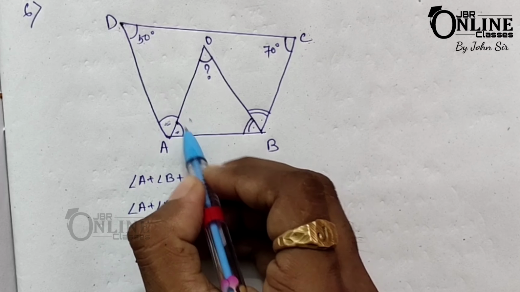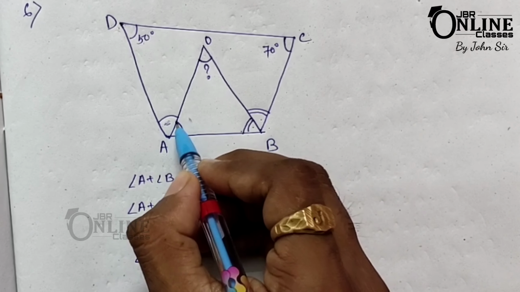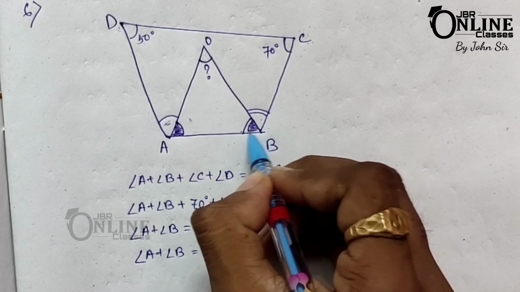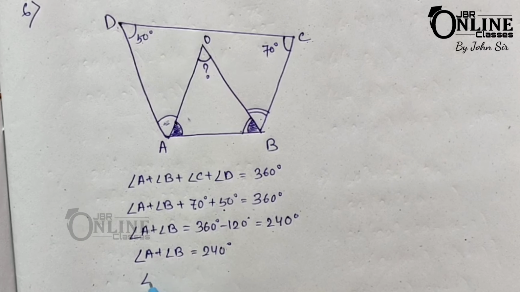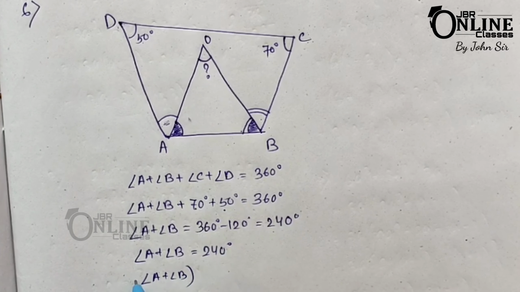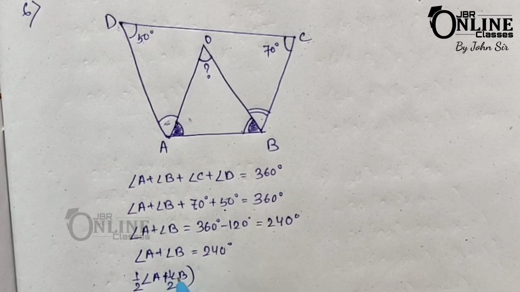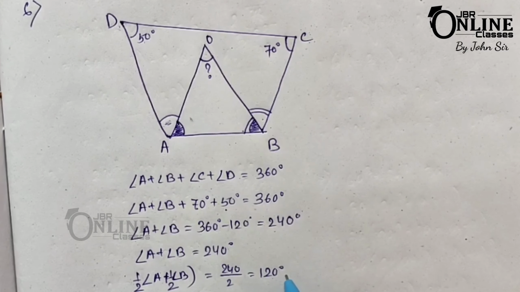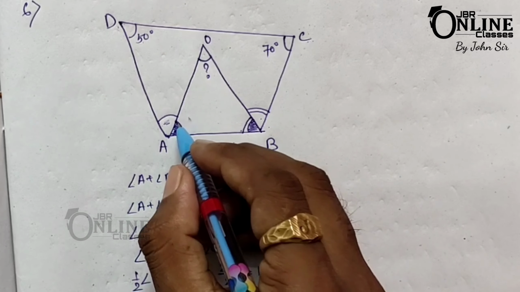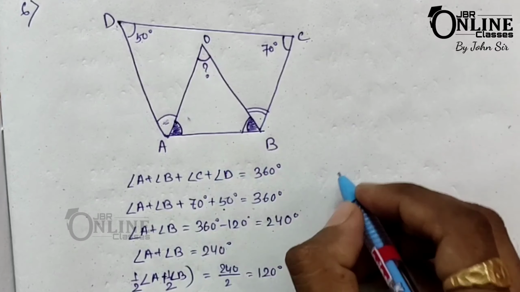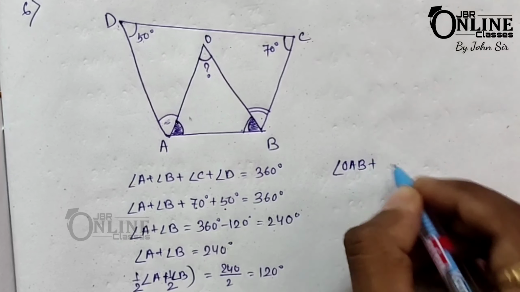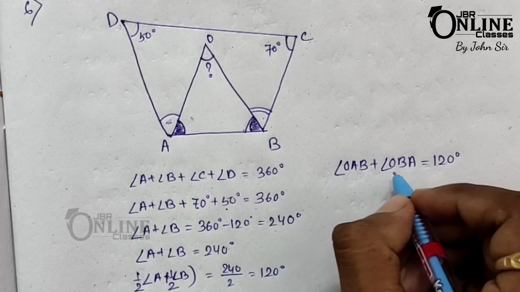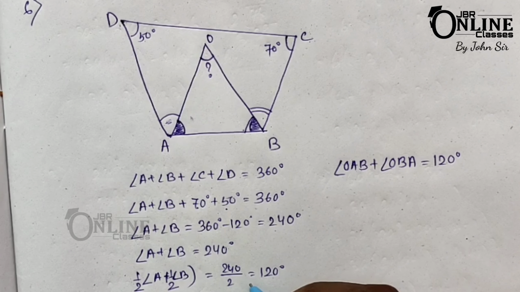Now this is the full angle A, this is the full angle B. Now if you consider this one, this is half of angle A, and this one is half of angle B. So half of angle A and half of angle B equals half of 240, so that equals 120 degrees. Okay, so that means this one and this one, if you name it, angle OAB plus angle OBA equals 120 degrees. The summation of these 2 angles equals 120 degrees by this equation.